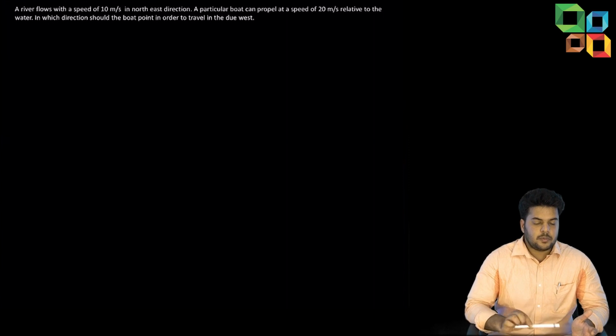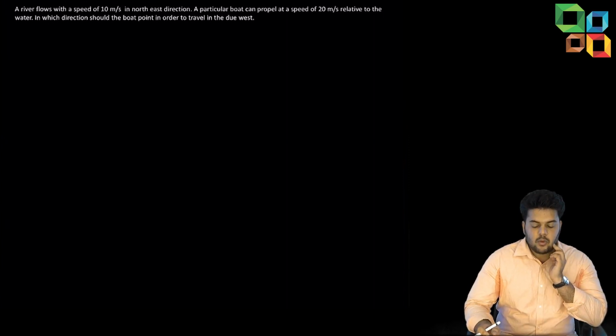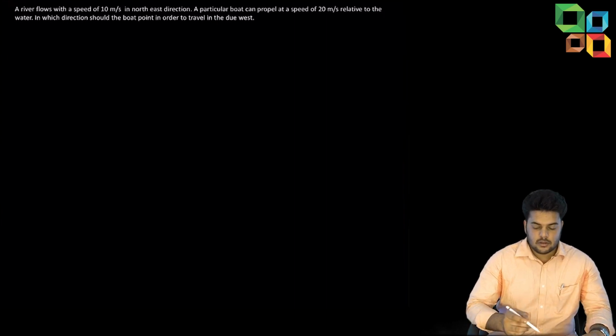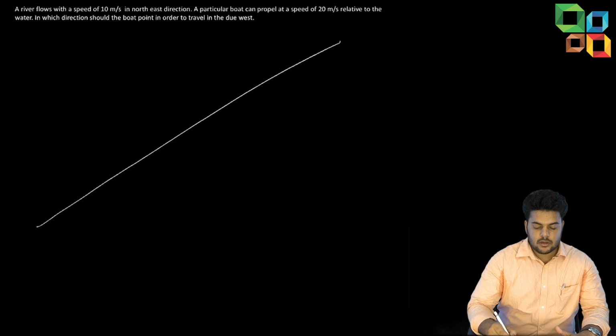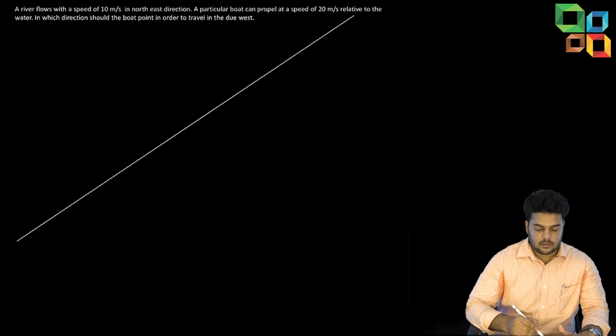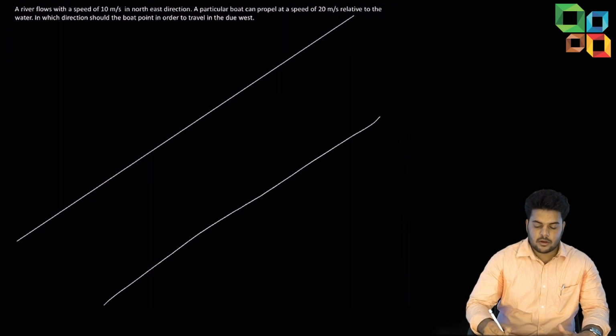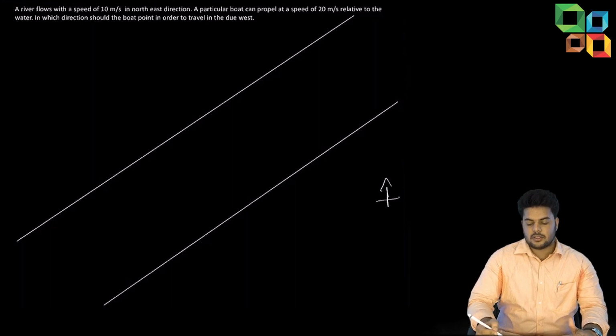A river flows with a speed of 10 meter per second in the northeast direction. A particular boat can propel at a speed of 20 meter per second relative to the water. In which direction should the boat point in order to travel in the due west? So let me just draw that picture out for you. For some strange reason, our river is going to be two parallel lines. So the river is flowing in the northeast direction. Okay, this is the river. Again, this is my north and this is my east.